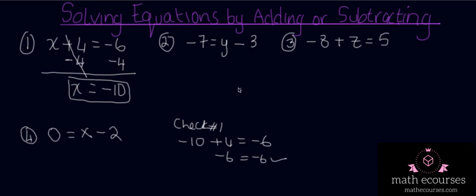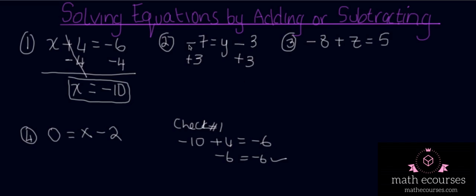For number 2, we have negative 7 equals y minus 3. So here's my variable that needs to be by itself. This is what needs to go to the other side. In front of it, I see a minus, so you need to do the opposite. The opposite of a minus is a plus 3. If I add 3, I need to add 3 to this side. Again, I'm moving the 3, not the 7.